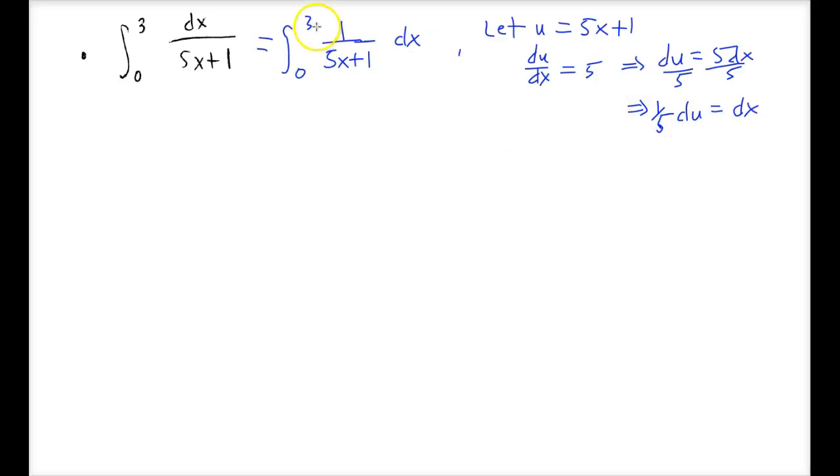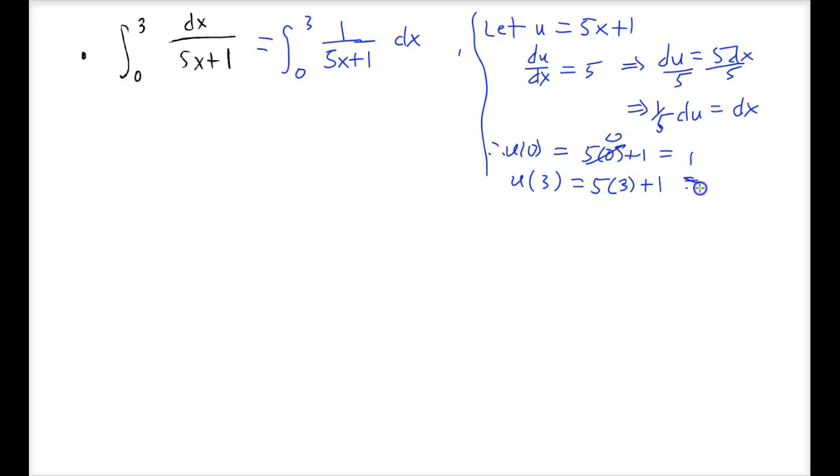In addition to that, let's go ahead and translate our limits of integration. So here we'll say u of 0 is going to be 1. Of course, 5 times 0 is 0, 0 plus 1 is 1. And u of 3, once we plug this in, we see that that will be 16, because, of course, 5 times 3 is 15. So we have everything that we need.